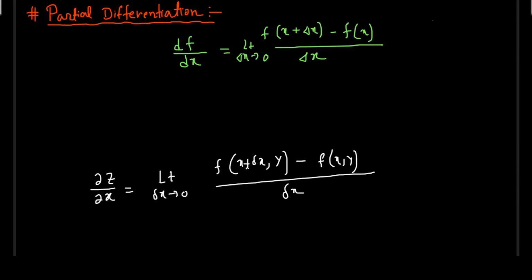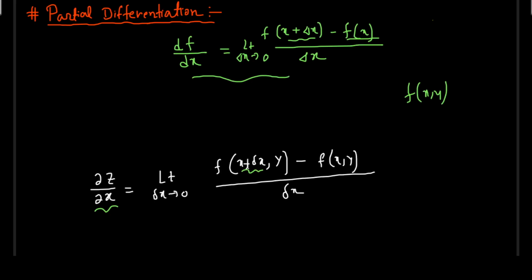If we compare, the expression is the same. The only difference is that here the differentiation is the total differentiation of f with respect to x, and as this is a single variable function, we have used only x plus del x and f of x. But here the original function is f of x, y, so instead of x we have written x, y, and as the differentiation is with respect to x, only x changes, so I have written x plus del x here.